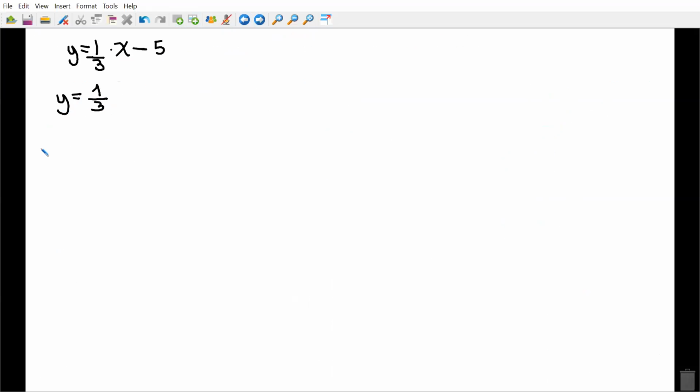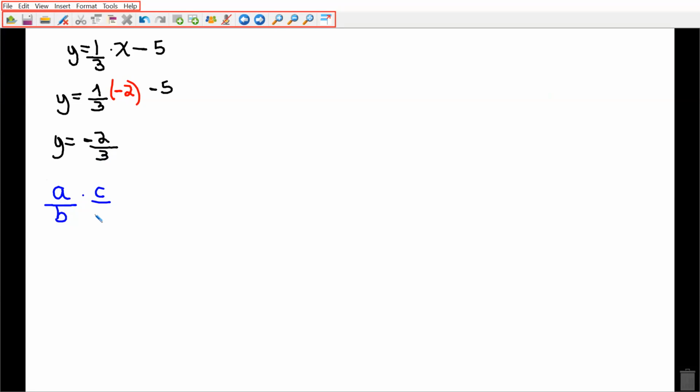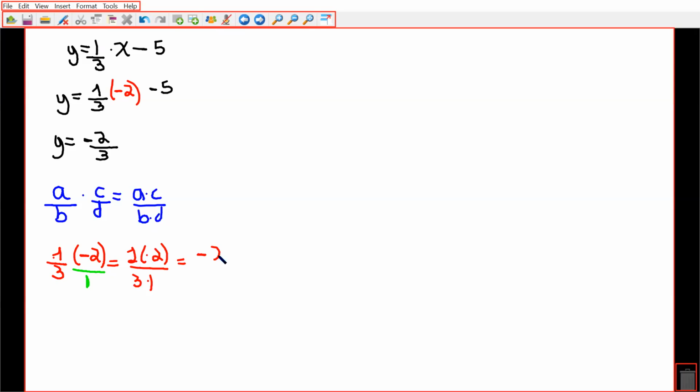So it's going to be 1/3. Now I'm going to replace my x for a -2. Okay, 1/3 times -2 minus 5. When I have this, y is going to be equal to -2/3, because there is a property of fractions that says a divided by b times c divided by d is a times c divided by b times d. In this case, it was 1/3 times -2. The -2 has an imaginary 1 under it, so the answer is 1 times -2 divided by 3 times 1, which is -2/3.